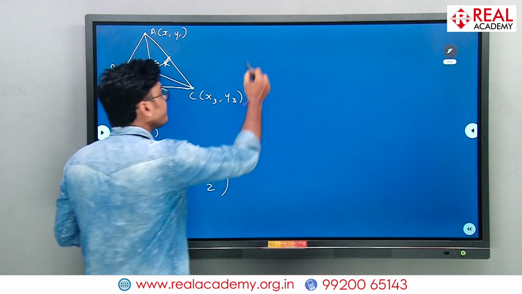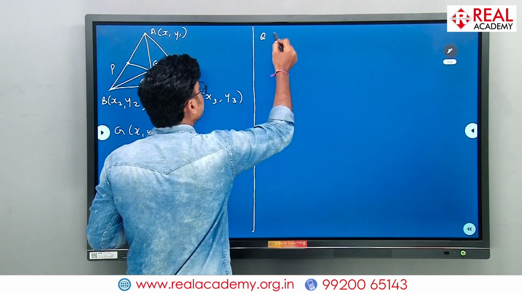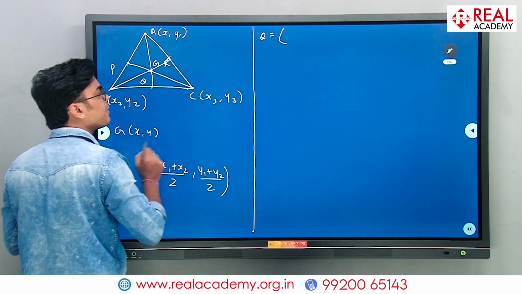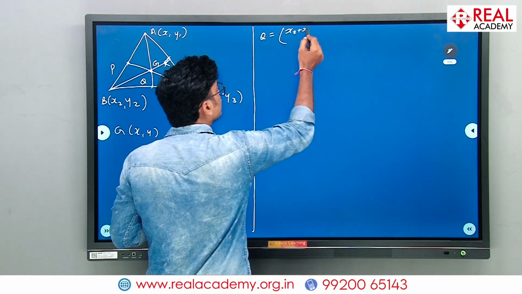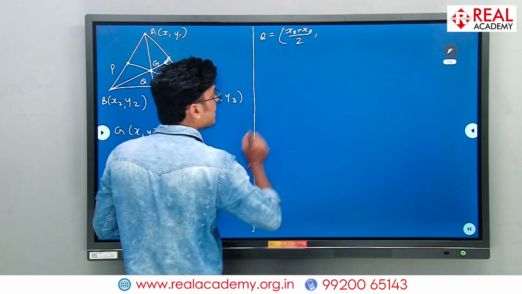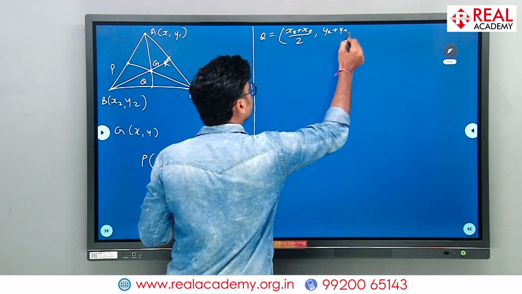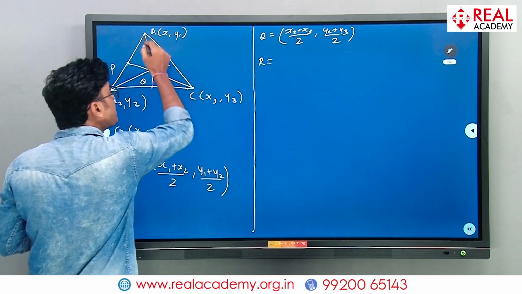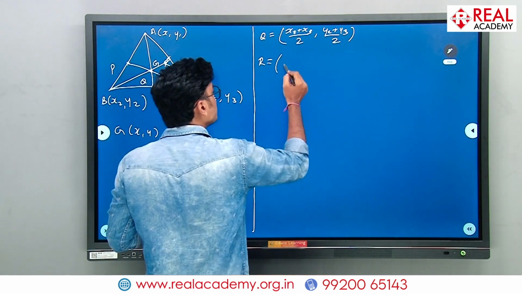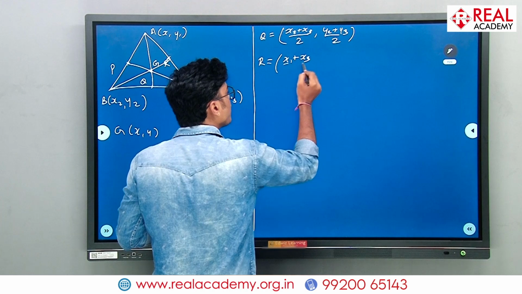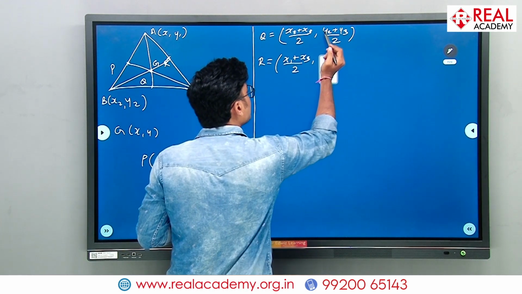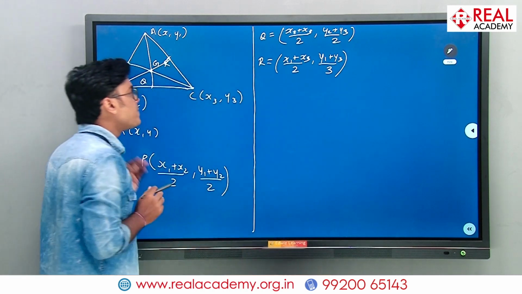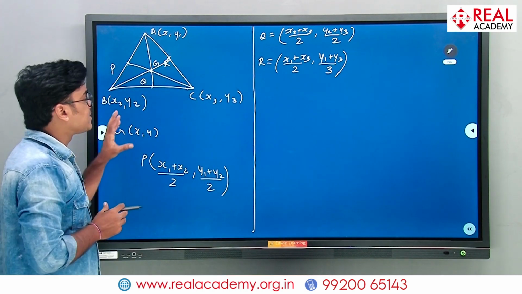Next, we have point Q. In a similar way, what will point Q be? x2 plus x3 upon 2. Okay, and y2 plus y3 upon 2. And then we have the point R, which is the midpoint of AC, equals to x1 plus x3 upon 2 and y1 plus y3 upon 2. Okay, so we now know the midpoints again of all the sides.